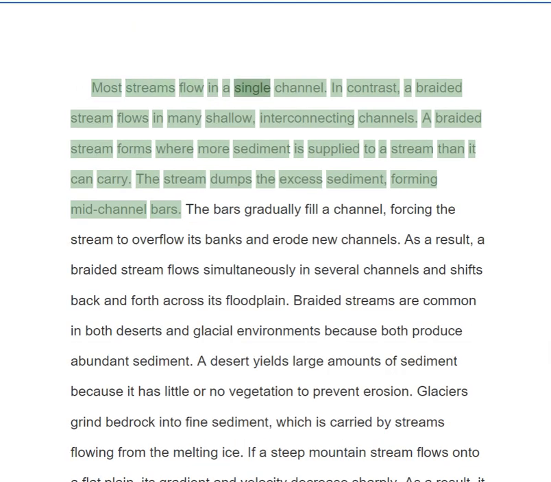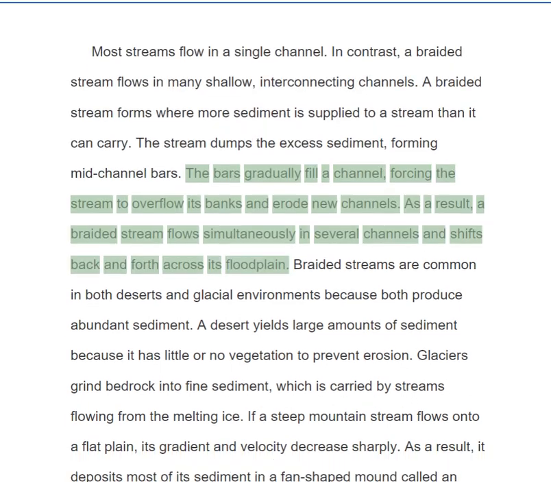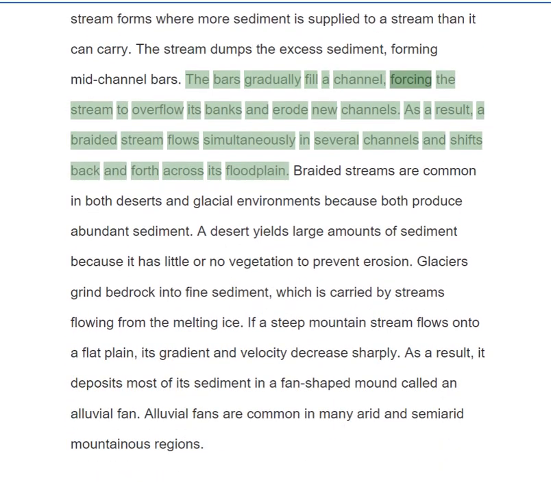Most streams flow in a single channel. In contrast, a braided stream flows in many shallow, interconnecting channels. A braided stream forms where more sediment is supplied to a stream than it can carry. The stream dumps the excess sediment, forming mid-channel bars. The bars gradually fill a channel, forcing the stream to overflow its banks and erode new channels. As a result, a braided stream flows simultaneously in several channels and shifts back and forth across its floodplain.